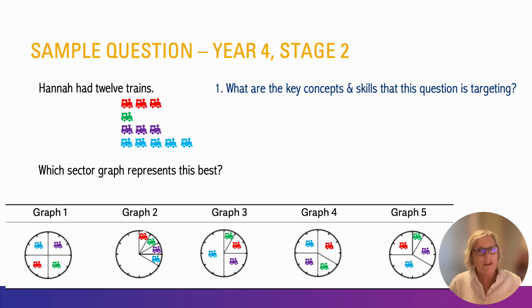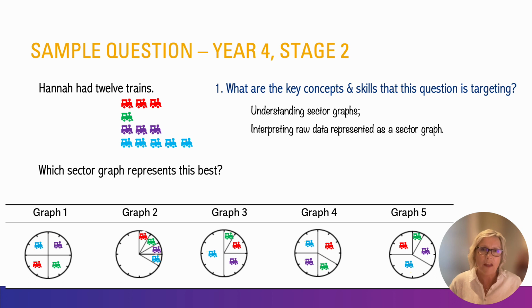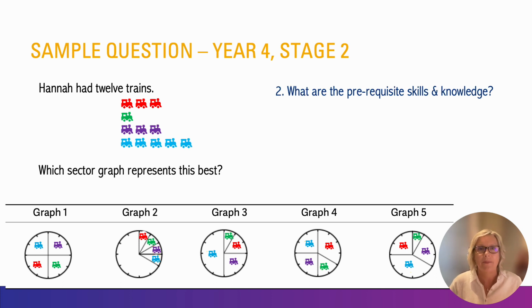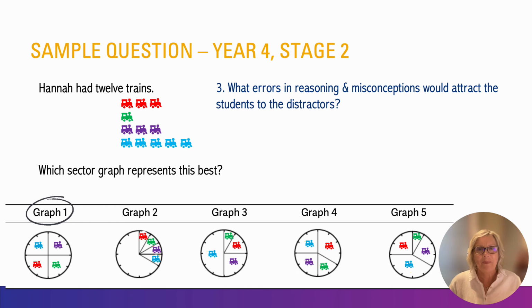Well, the key concepts and skills that this question includes are understanding sector graphs and interpreting raw data represented as a sector graph. The prerequisite skills and knowledge are the collection and organisation of data. Graph 1 may have divided the sector graph to represent the 4 categories. So there are 4 colours, so we divide the graph into 4 equal parts, rather than the value of each category. Graph 2 may have allocated one segment of the sector graph to each of the 4 categories, rather than each of the 12 symbols.